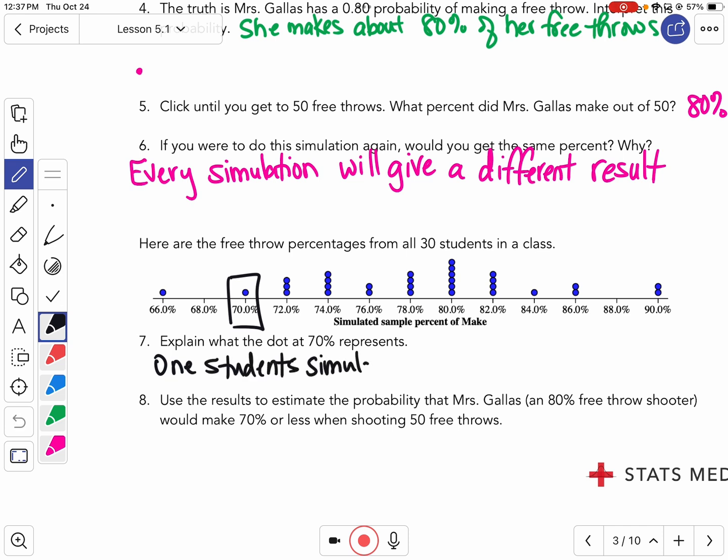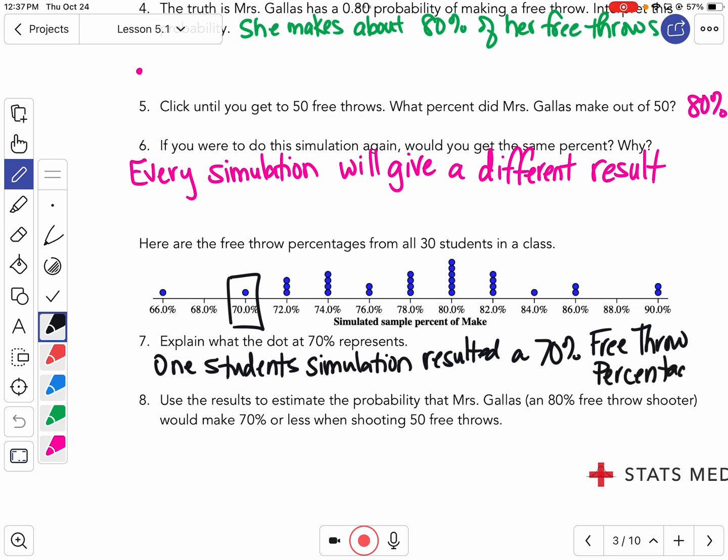One student's simulation resulted in a 70% free throw percentage. Okay, so that's what that one dot represents. So that's one of the things it's going to ask you today. What does this one dot on the dot plot represent? Chase. Okay, so that's one student simulation.